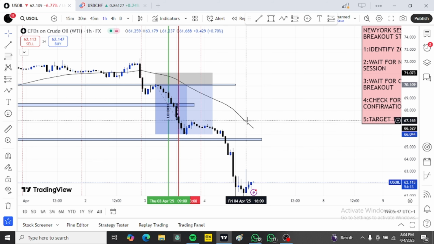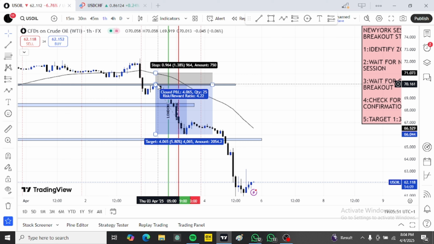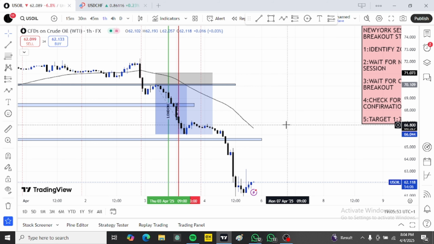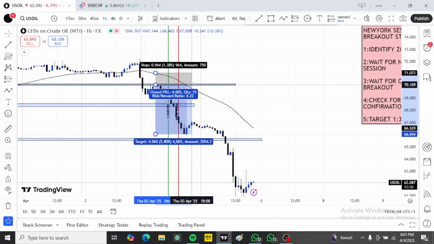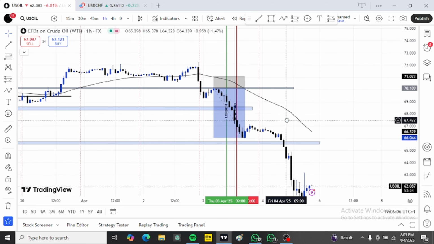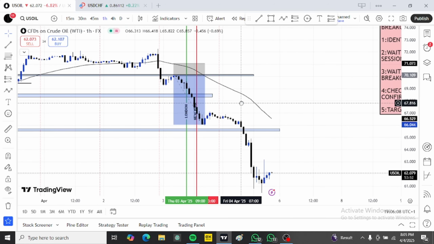And see, the trade extended to the next day, but it broke out. It retested on the New York session and extended to the next day, depending on what type of trader you are. If you're a swing trader, swing traders usually hold their trades for more than 1 day. But if you're a day trader, most of you close your trade within a particular day. So that's the first example.